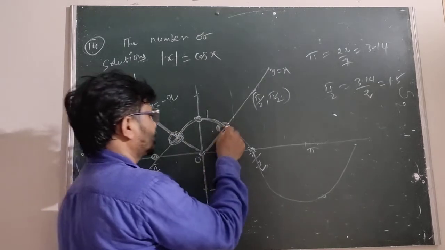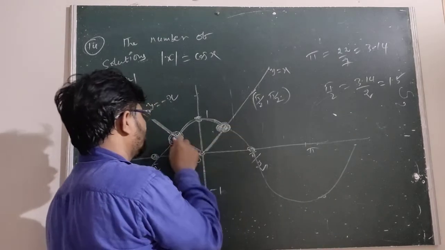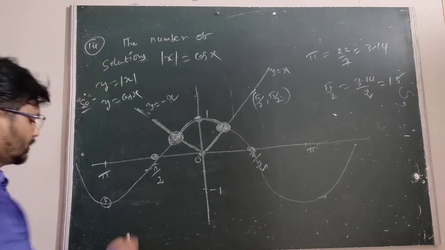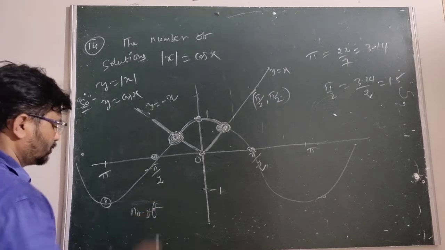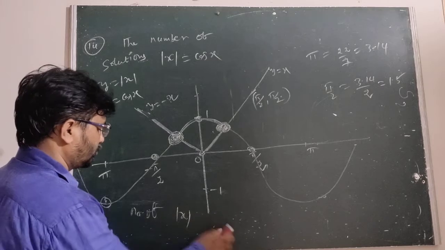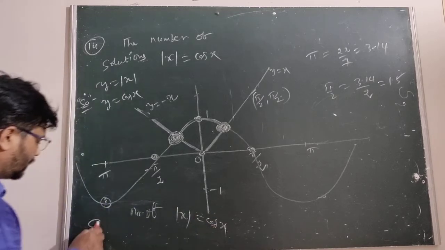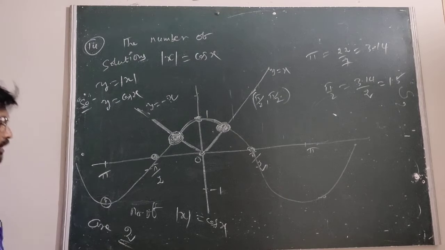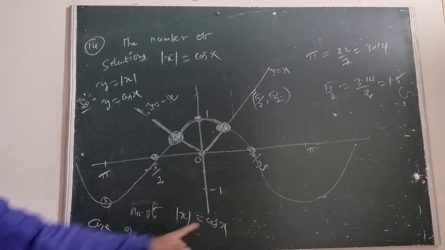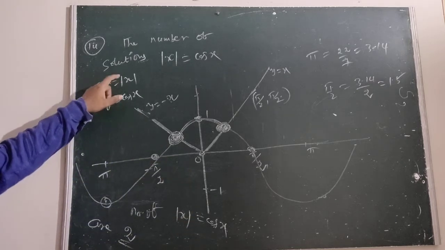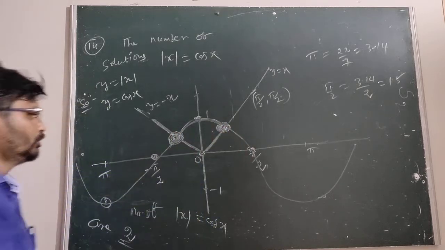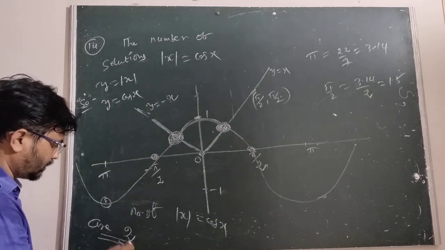The number of intersecting points are the number of roots or solutions. In this case, the number of solutions of mod x equal to cos x are 2. We have to take separately the graph of y equal to cos x and y equal to mod x. So here y equal to mod x meets y equal to cos x in 2 points. Therefore, the number of roots are here 2.